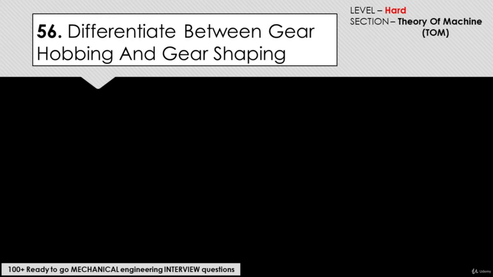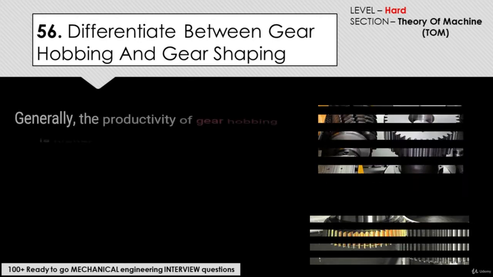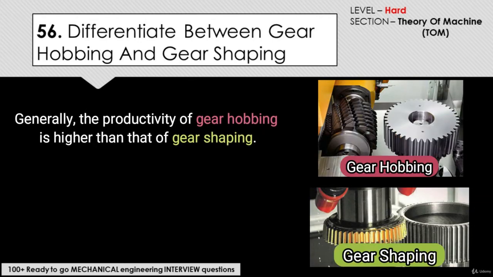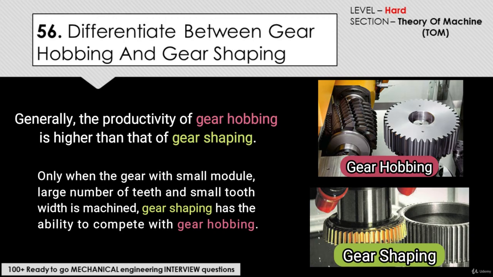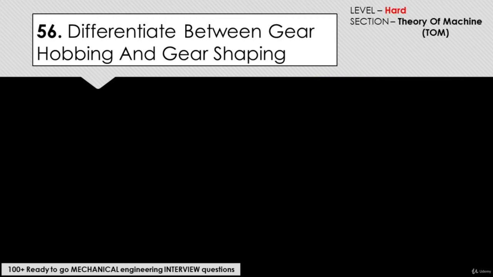Differentiate between gear hobbing and gear shaping. Generally, the productivity of gear hobbing is higher than that of gear shaping. Only when a gear with a small module, large number of teeth and small tooth width is machined, gear shaping has the ability to compete with gear hobbing.